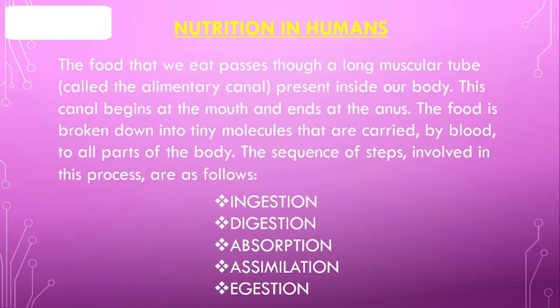Nutrition in humans. The food that we eat passes through a long muscular tube called the alimentary canal present inside our body. This canal begins at the mouth and ends at the anus. The food is broken down into tiny molecules that are carried by blood to all parts of the body. The sequence of steps involved in this process are as follows. First step ingestion, second step digestion, third step absorption, fourth step assimilation, fifth step egestion.